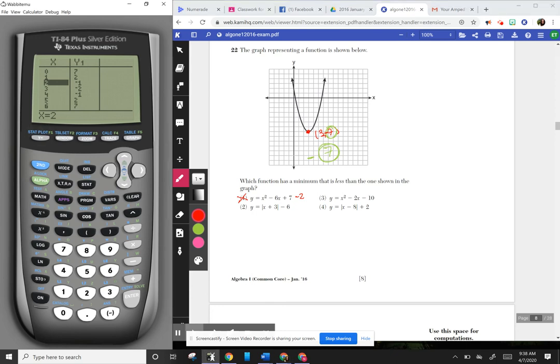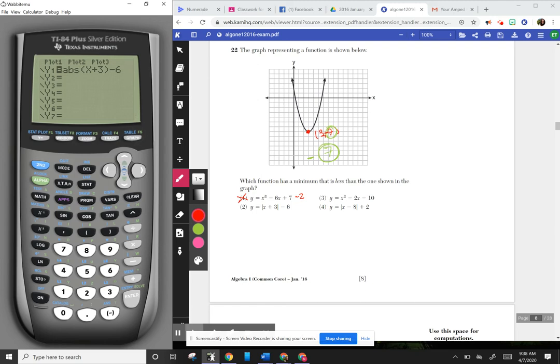Okay, y equals. Now we have the absolute value. So math, num, abs. I'm going to put x plus 3. Close out the parentheses, and on some calculators you'll actually see the absolute value bars. Make sure you press the right arrow to exit the absolute value bars. Minus 6.